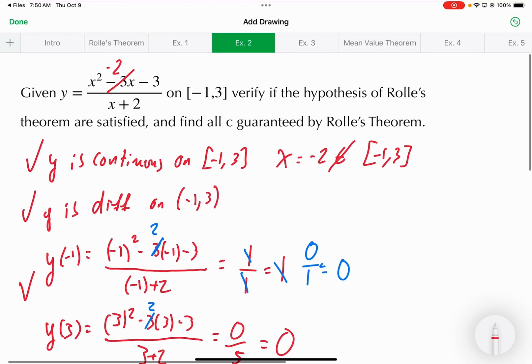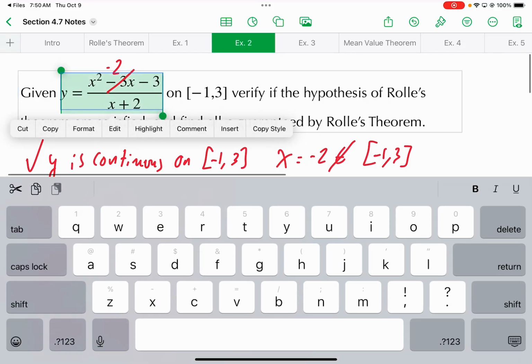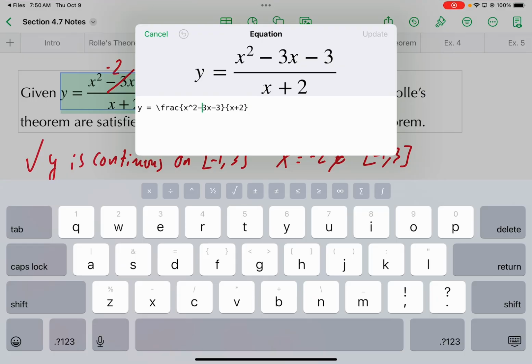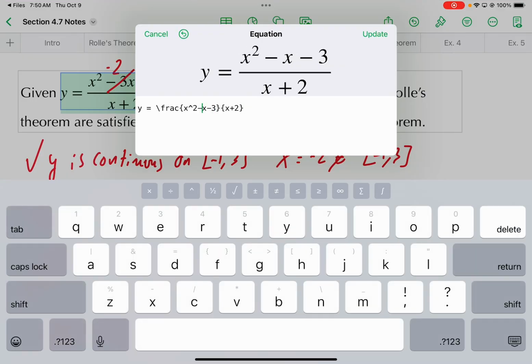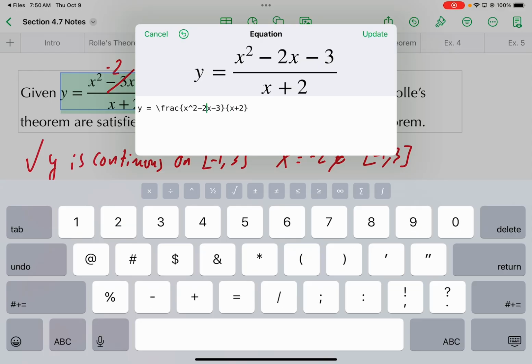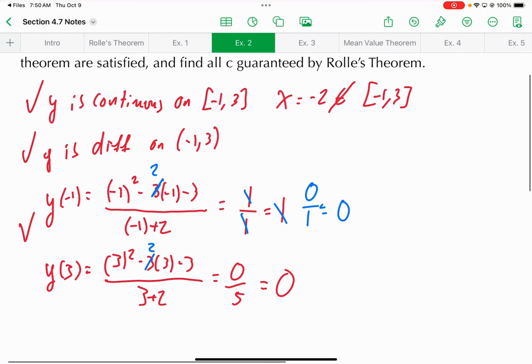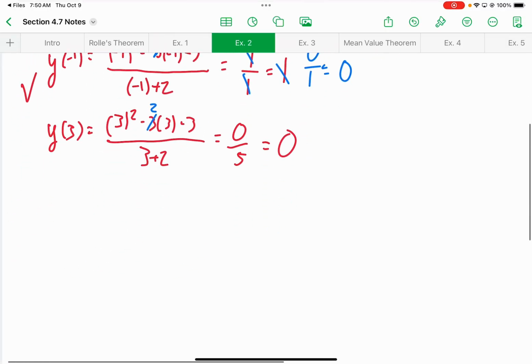All right. So then in that case, let's see. Can I change this real quick? That way I don't forget to do it. Okay. I apologize. Okay, cool. So it's continuous, it's differentiable, my endpoints agree. So now what I want to do is take my derivative, set it equal to 0, and then find my values, okay?